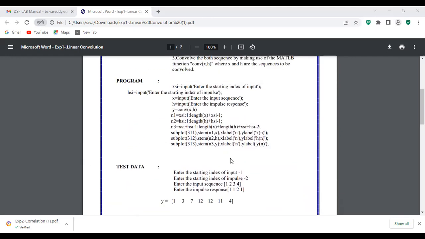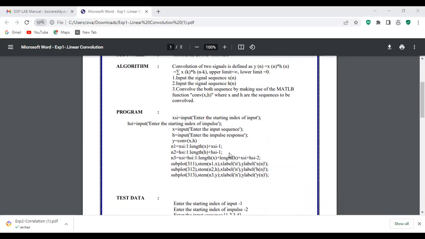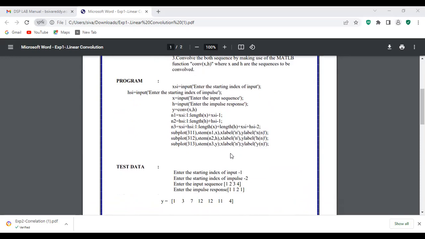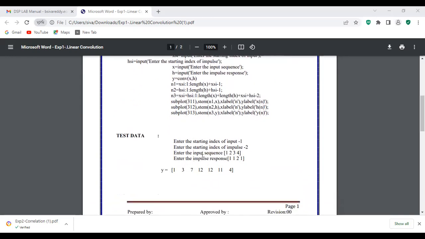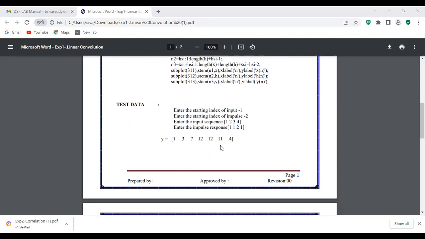After entering this, in MATLAB you just save it. Any name can be given, like your program name or project name. After that, you can go for run. It asks you to enter the starting index. First you enter -1. Next, enter the starting index of the impulse response, -2. Enter the input sequence within brackets like this: 1, 2, 3, 4. Enter the impulse response within brackets: 1, 1, 2, 1. You get the answer y equal to 1, 3, 7, 12, 12, 11, 4.